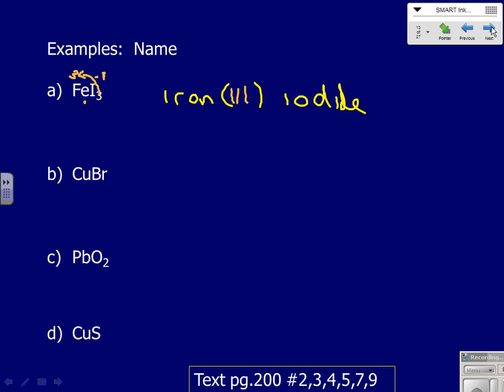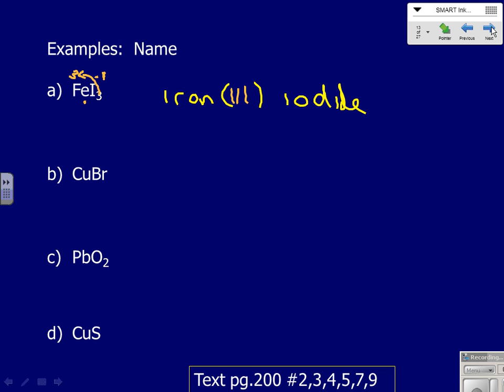If it had an iron 2 instead of an iron 3, what would the formula have been, Megan? Is that FeI2? No. If it was iron 3, what would the formula have been? FeI3. It's got to be the 3. So I quickly do both formulas in my head, and I say, oh, that had to be iron 3. That's iron 3. Okay?